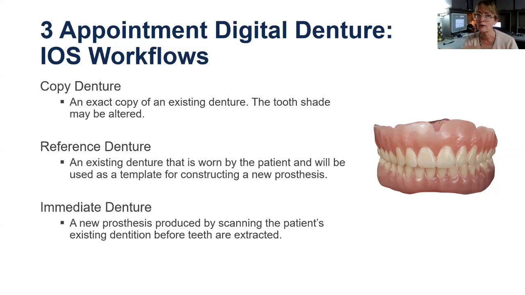The caveat with the immediate denture is making certain that you capture the buccal vestibular tissue, because that is going to be required, right, for the fabrication of the denture. And we'll go over some of those anatomical landmarks as well.